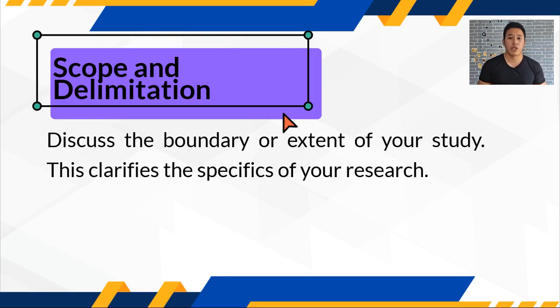Another part of methodology is the scope and delimitation. Here, you're going to discuss the boundary or the extent of your study, and this part clarifies the specifics of your research. You should provide a short paragraph describing the scope or the coverage of your study. Let's say the coverage of the study only includes grade 12 students because you believe they are easier to access, or it is based on your finances. This is only what your finances can afford.